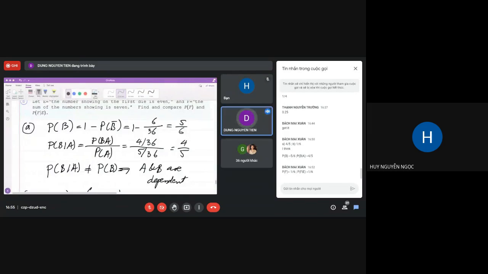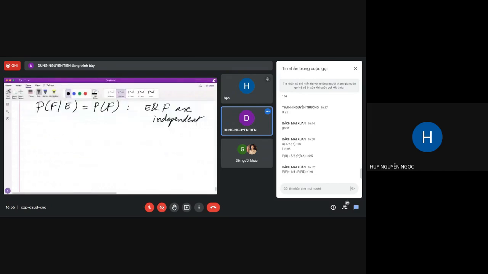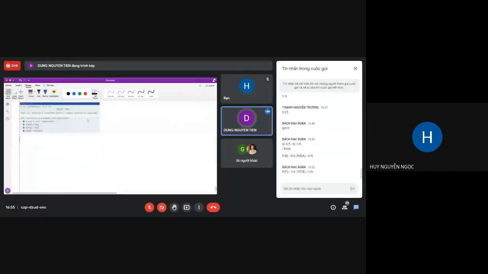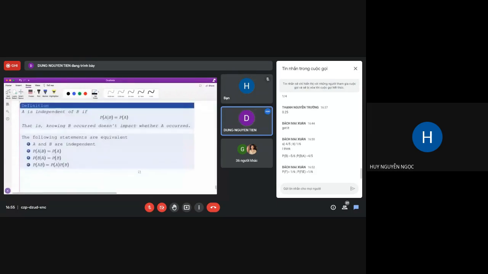Okay. All right, then we can come up with the definition of independence. We say that A and B are independent if the conditional probability of A given B is equal to probability of A. So knowing B occurred doesn't impact whether A occurred. You can prove that the following statements are equivalent.